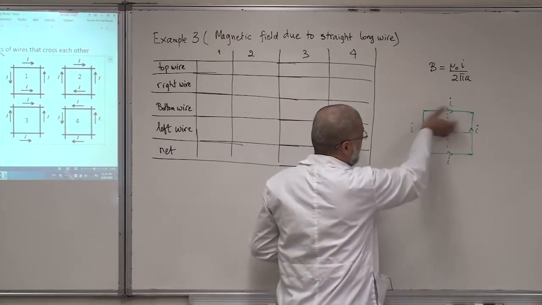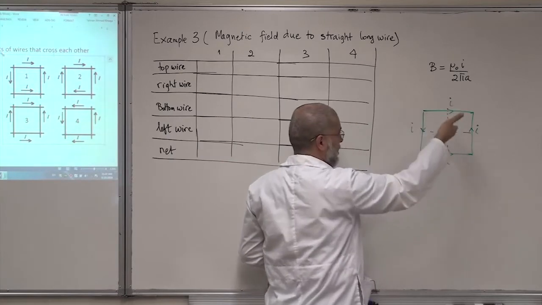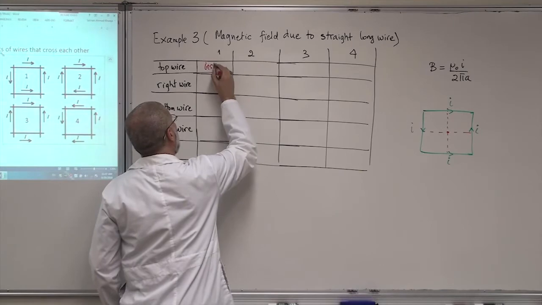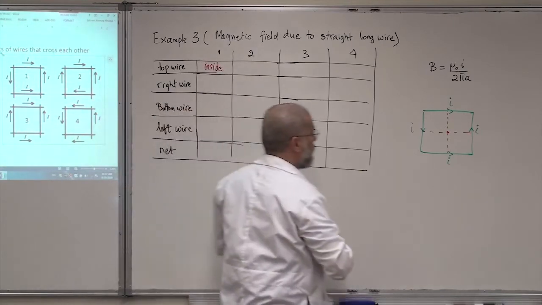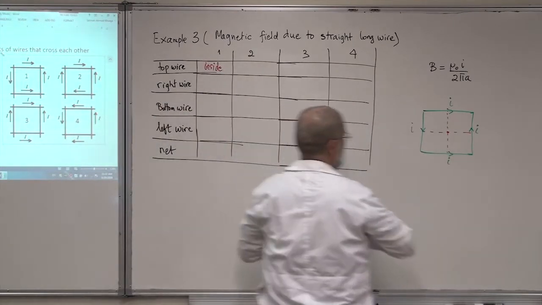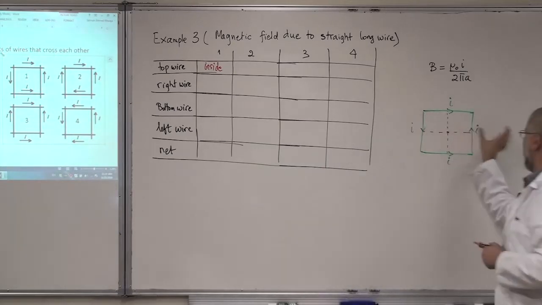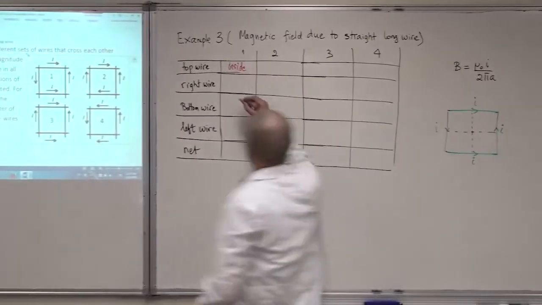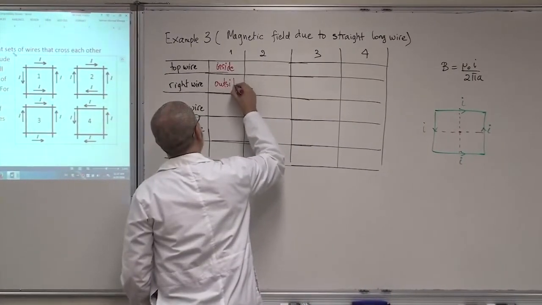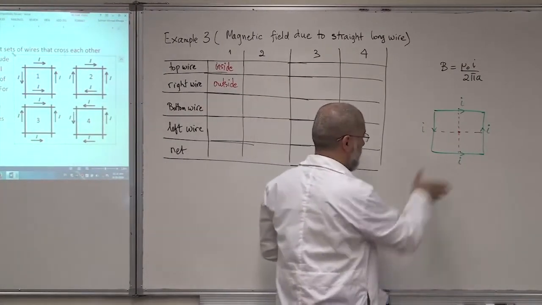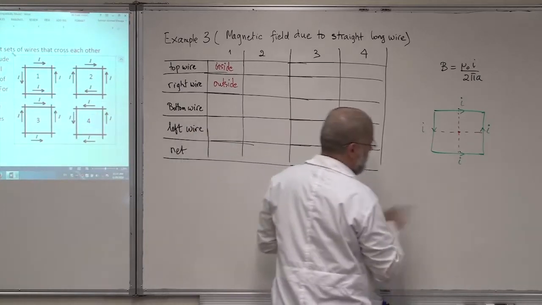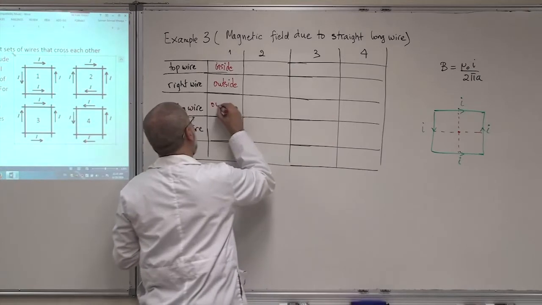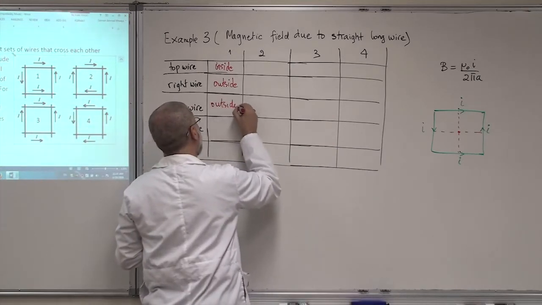For the top wire, the magnetic field is inside. So here I'm going to write inside. It's only its direction. If you go to the right wire, the magnetic field at this point is outside. So I'm going to write here outside. Now in the bottom wire, the current is in this direction, so the magnetic field is outside also.